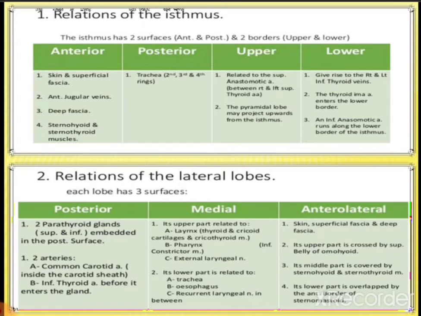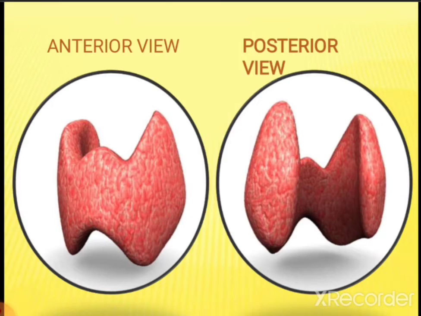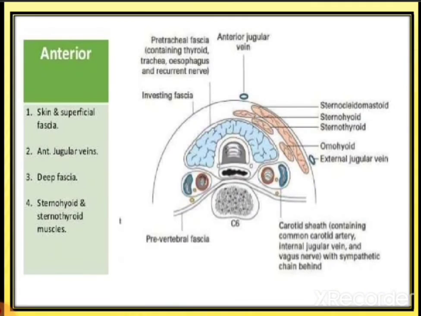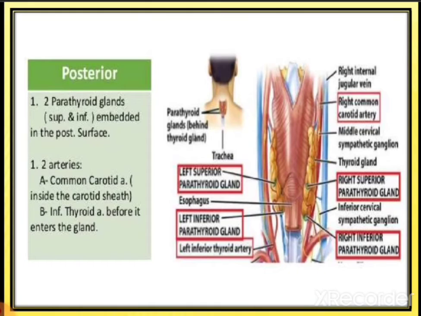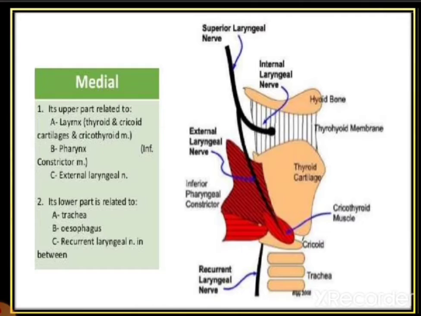These are different relations of the isthmus, you just go through it. This is the anterior and the posterior view of the thyroid gland. These are just the relations, you just see.